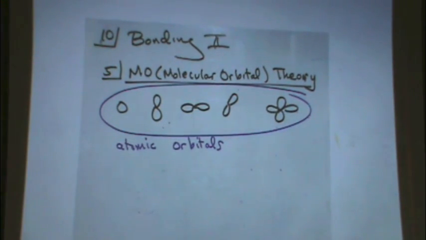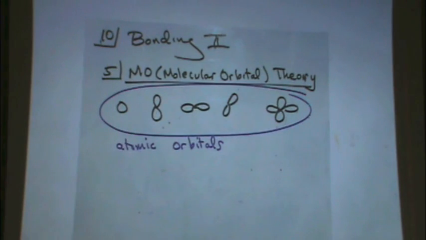Orbitals for atoms. So everything we did in chapter 7, those were atomic orbitals. What we're going to deal with is molecular orbital theory, and there are orbitals for molecules that look different than this. Okay? We're going to draw those molecular orbitals. They're atomic orbitals that combine to form molecules. That's it.